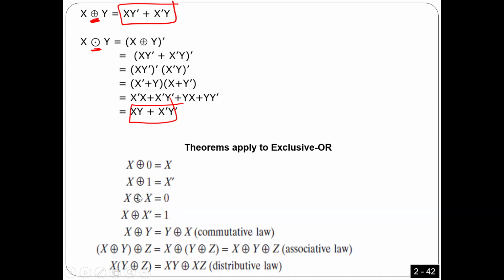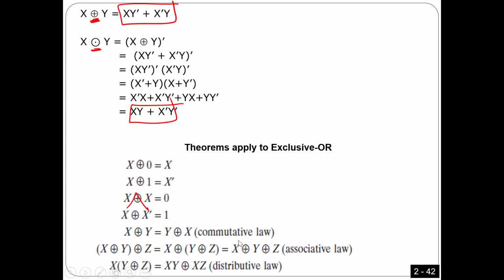So if the two inputs are equal, because x and x, two inputs are equal, right? So I get zero. If the two, x exclusive OR x prime, in this case, the two inputs are not equal. That's for sure. Because x and x prime, so this is one, this one zero, this one is zero, this one is one. It can't be equal. So in this case, it is zero.